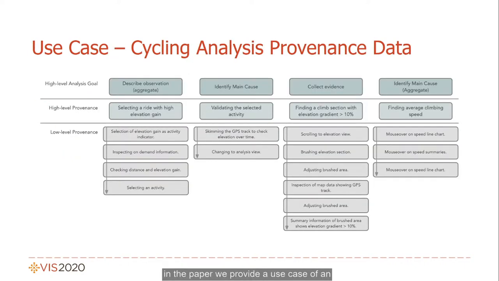In the paper, we provide a use case of an activity analysis from the cycling domain. This illustrates the case of two levels of provenance with goals abstracted from the high-level provenance data. We show how recommendations can guide an analysis by automatically segmenting data for suggested analysis with the adaptation of the task hierarchy depending on user interaction.